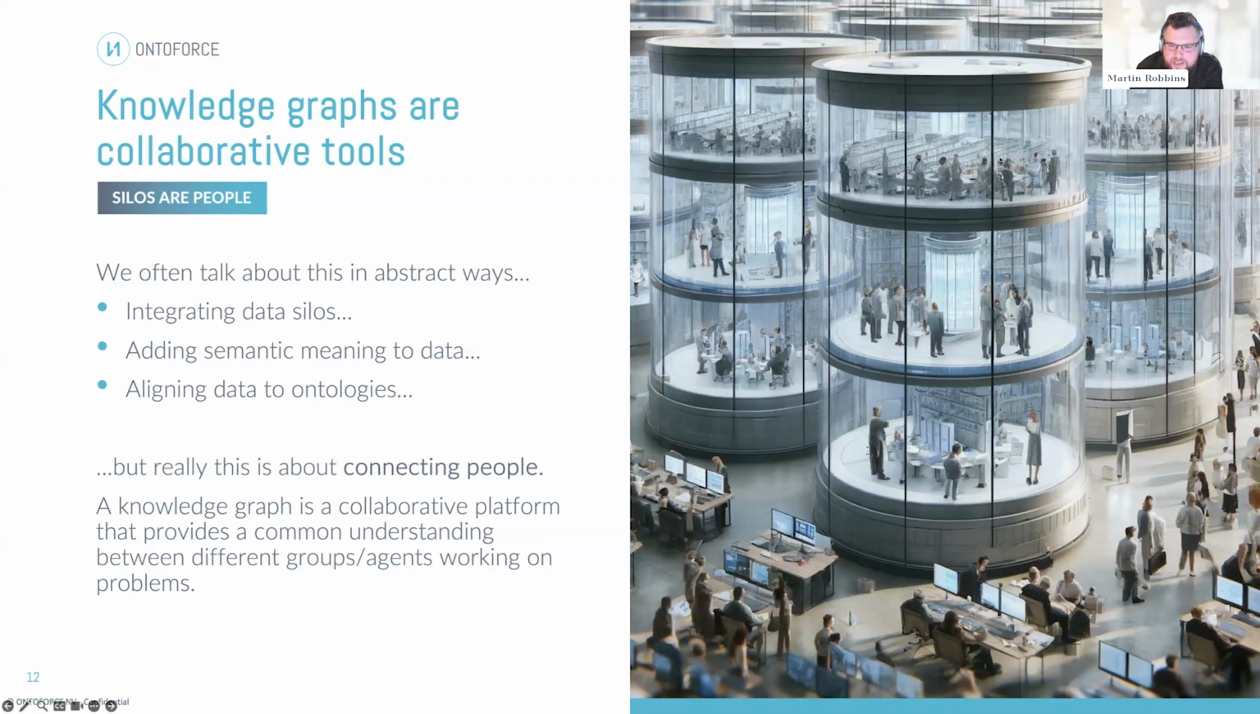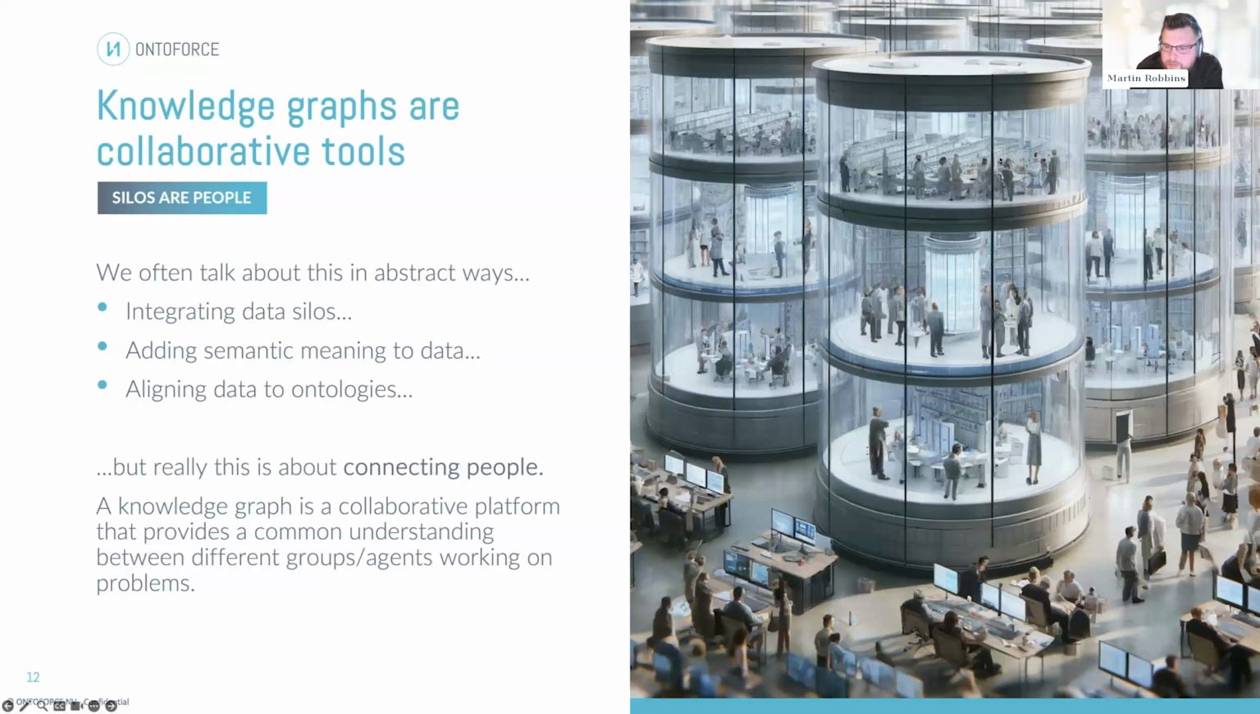So we talk a lot about integrating data silos. We talk about ontologies and aligning data to ontologies. We talk about adding semantic context and labeling to data. But I think it's important to understand that when we're talking about data silos, what is a data silo?